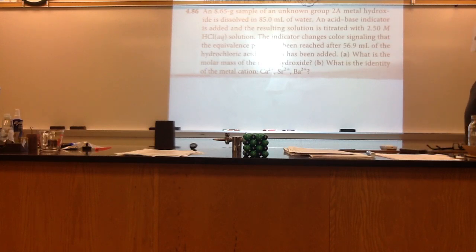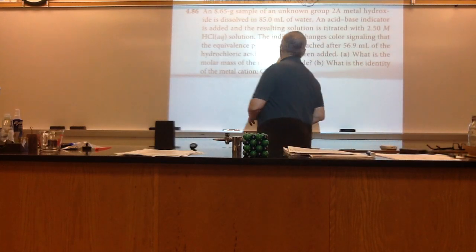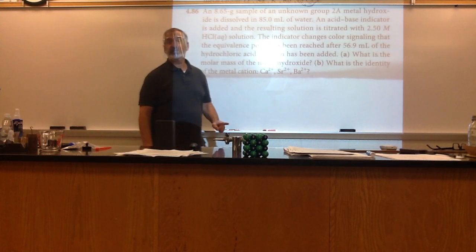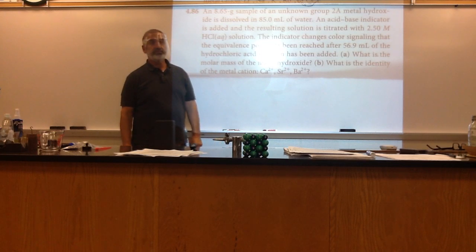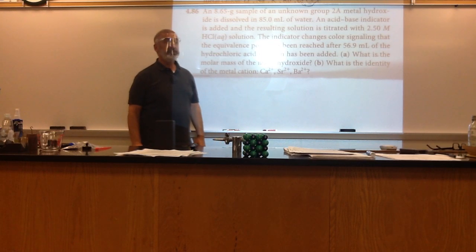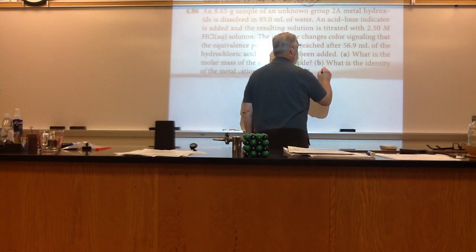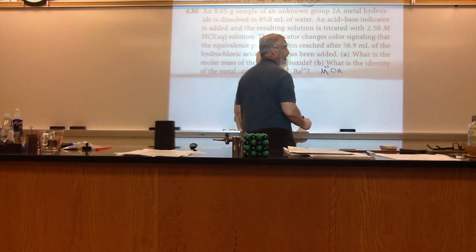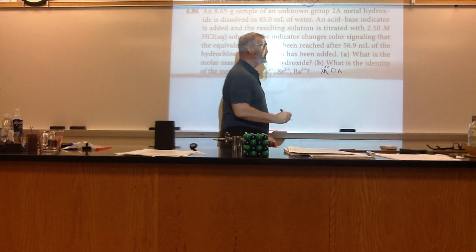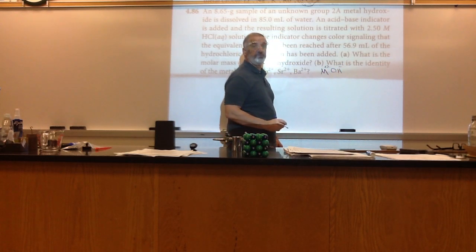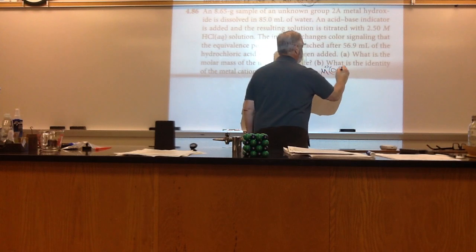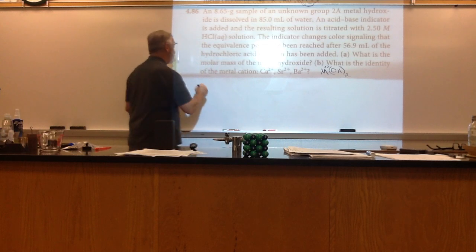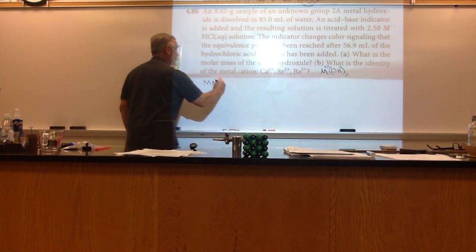What is the molar mass of the metal hydroxide? What's the identity? So again, first off, a metal hydroxide. What's the formula going to be for an alkaline earth metal hydroxide? MOH, right? Yeah. But what's the charge going to be on M? 2. Plus 2. So what's the charge on OH? Minus 1. So the formula is going to be M(OH)2. Okay? So that's the first thing. Now, what's molar mass equal? What units?